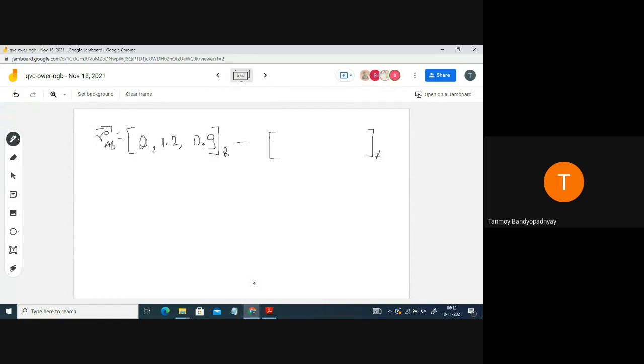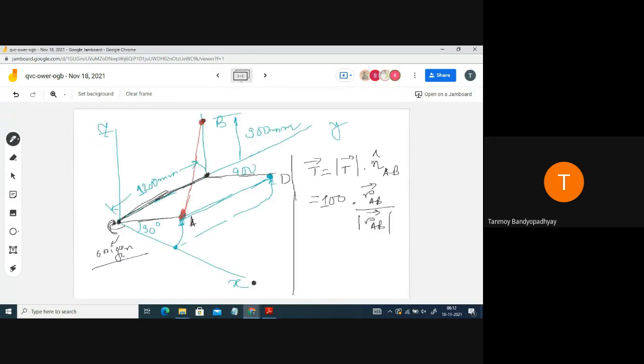What are the coordinates of the point A? A is lying on the XZ plane. This one is 0.9 meters, it is 0.9 high. So to find the coordinates you have to drop a vertical on this. Once you drop a vertical, that will be 0.9 cos 30.